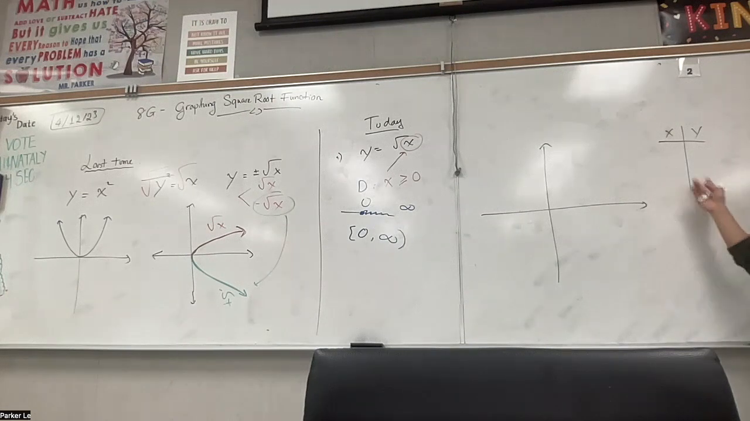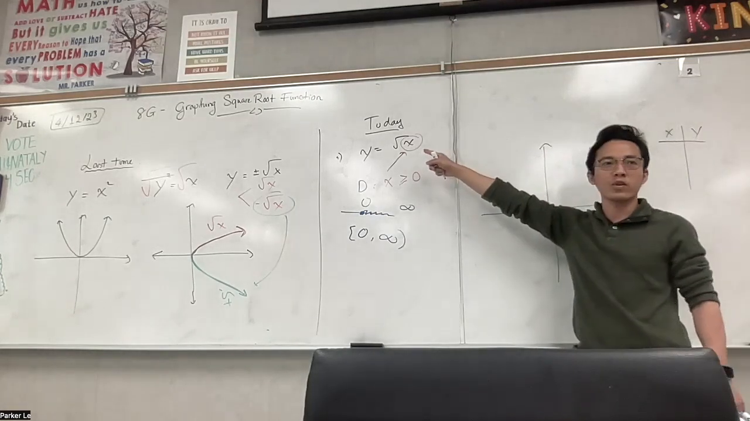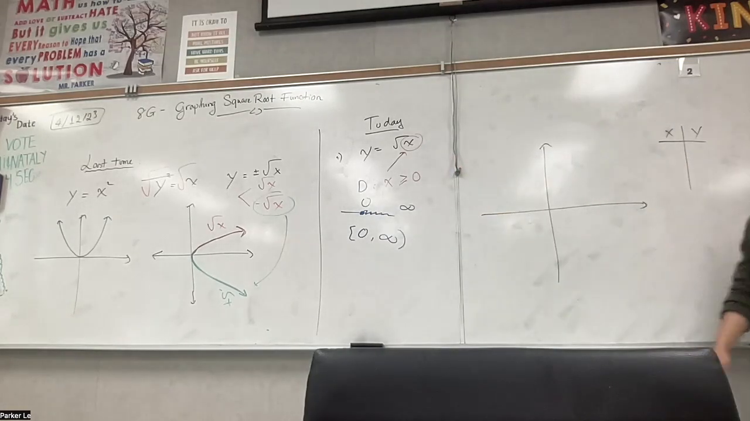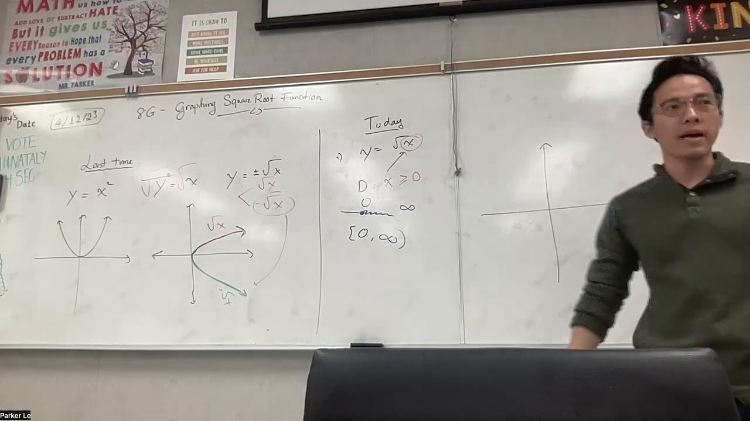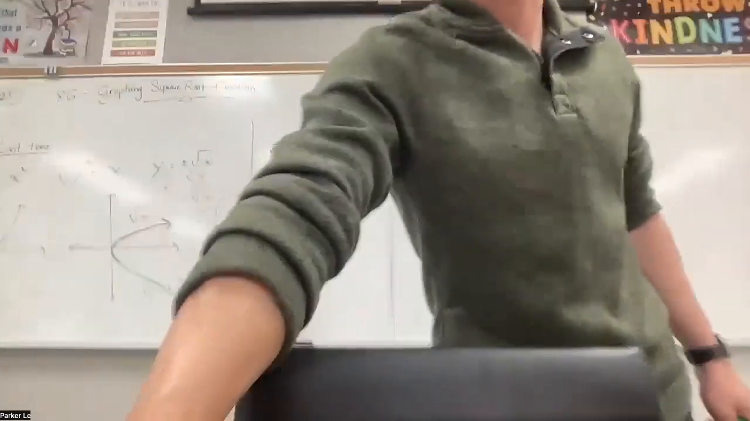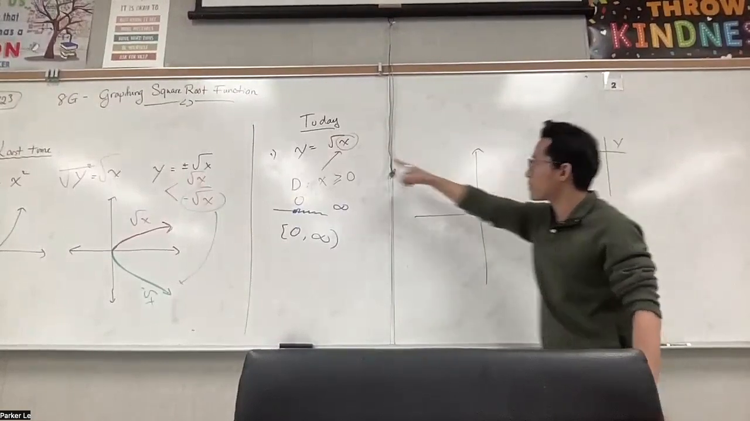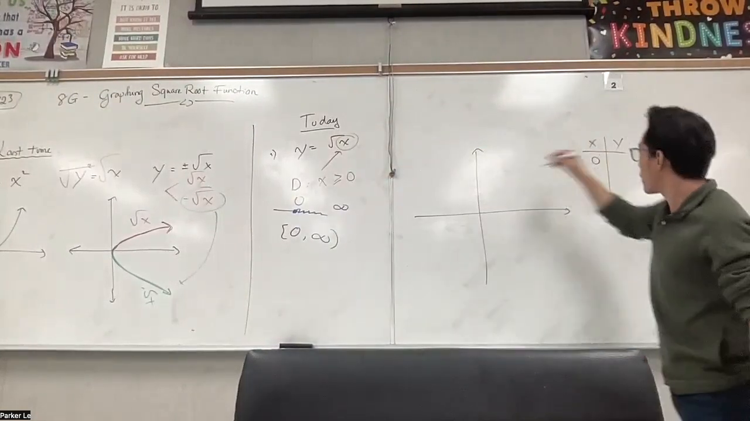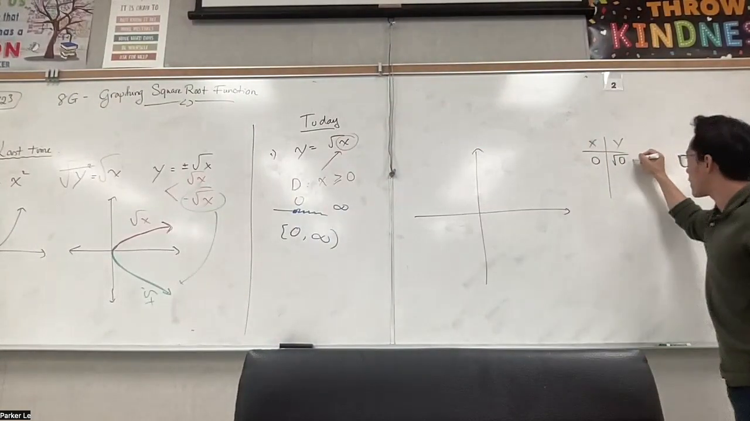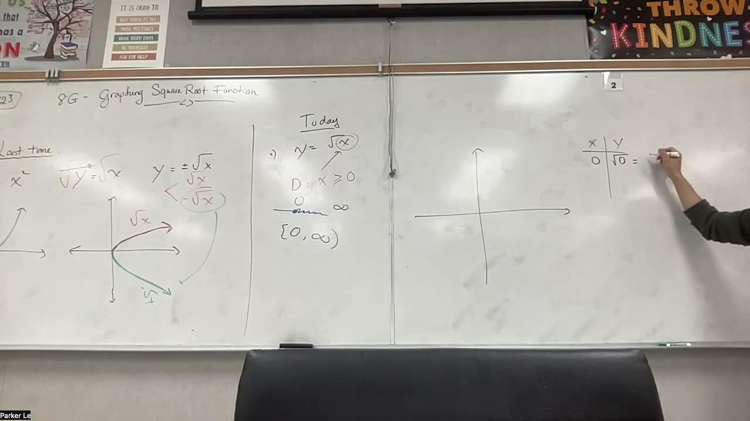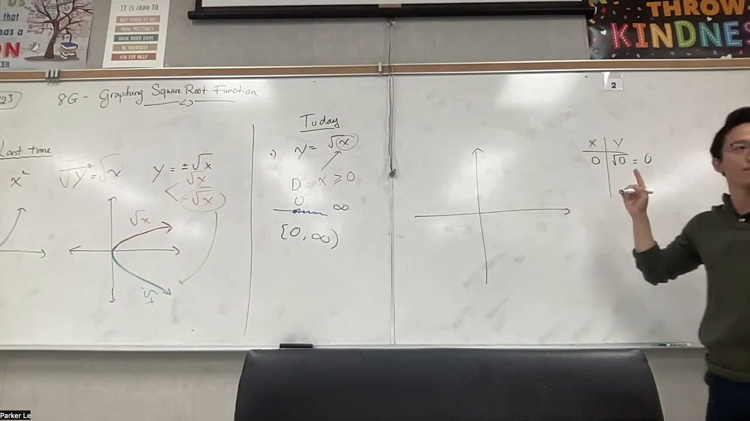Now my question is, what is a good value of x to put in here? Yes, 0 is a good one, right? When you plug in 0, I have the square root of 0. What is the square root of 0? 0, right? What is the next beautiful point?